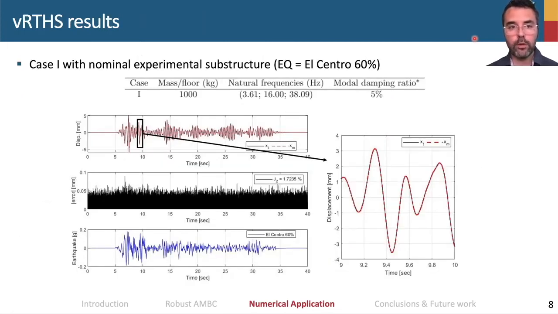The results for case 1 from the virtual RTHS benchmark are shown in this slide. This is the nominal experimental substructure subjected to the El Centro scaled 60% earthquake. And we can see from this figure that the synchronization between the target displacement and the measured displacement is quite good, with errors that are not greater than 1.7% in the J2 performance indicator.